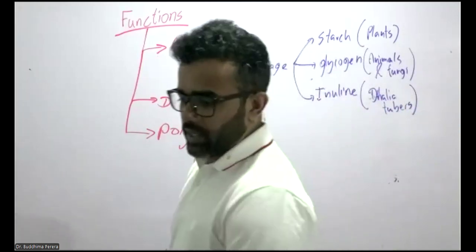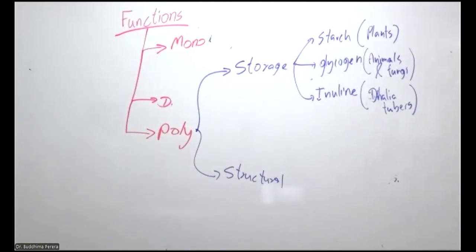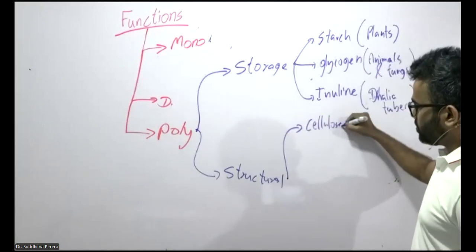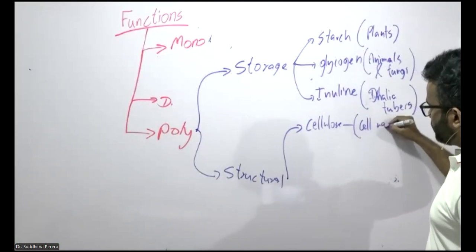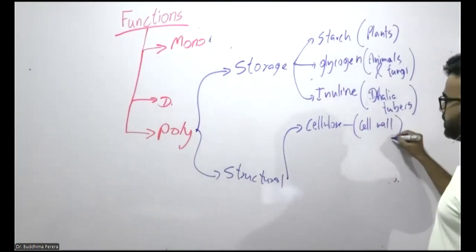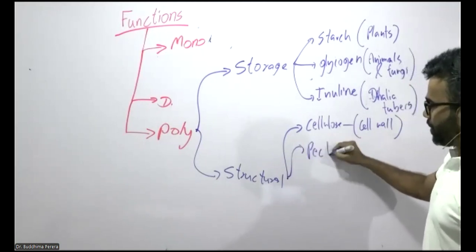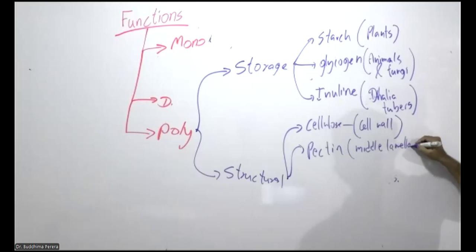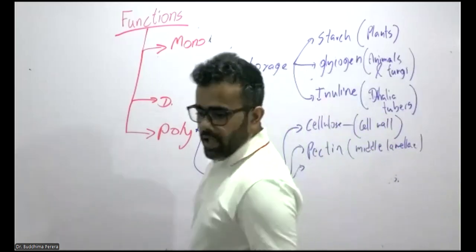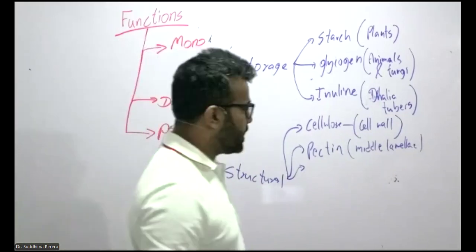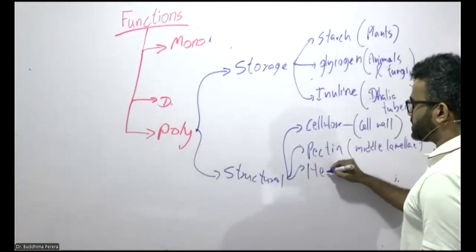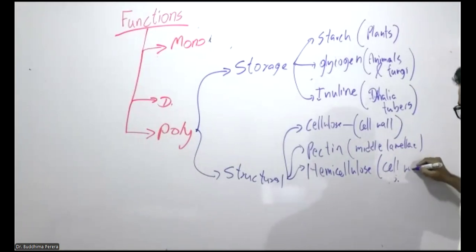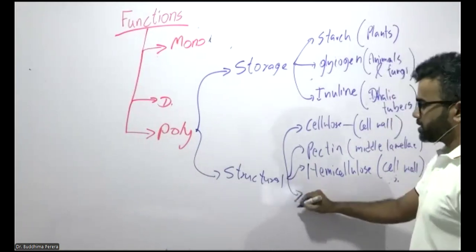Right? Then what are the structural polysaccharides? Cellulose in the cell wall of plants and chlorophytes. Then pectin in the middle lamella. Then hemicellulose, also in the cell wall of plant cells. Then what else?